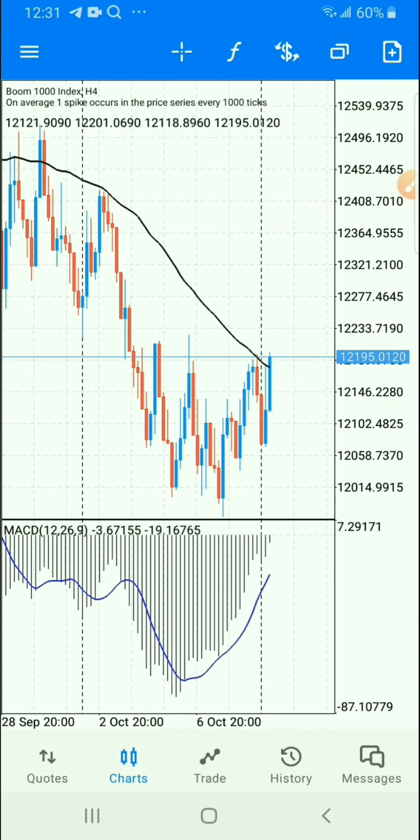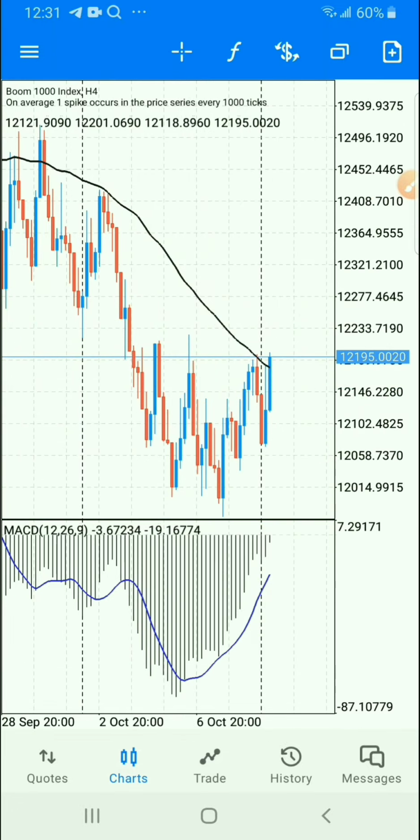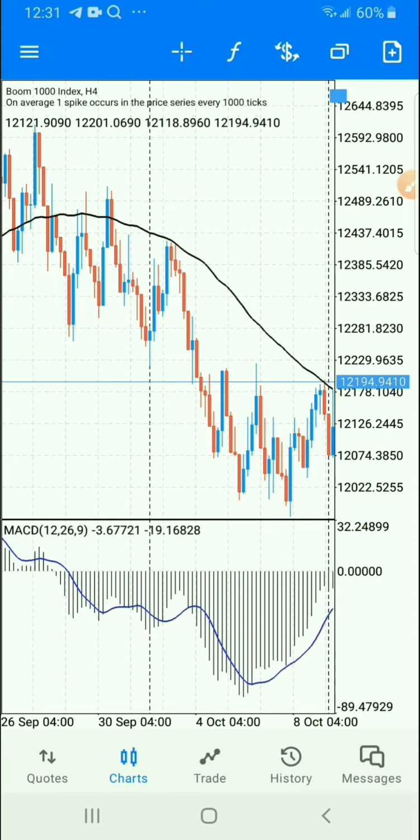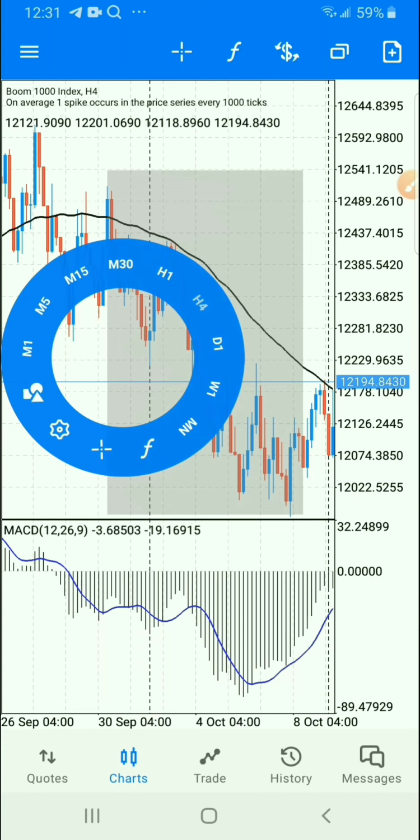Let me mark it so that I cannot go too far. Okay, I'm going to use only this zone to check the trend and show you the entries that we'll have got here. This is our zone, and for this zone the trend was a bearish trend.